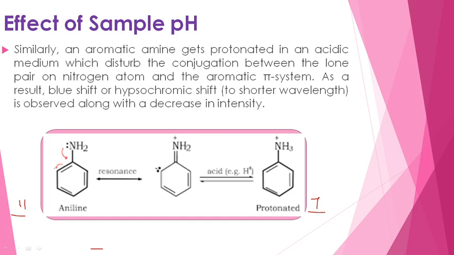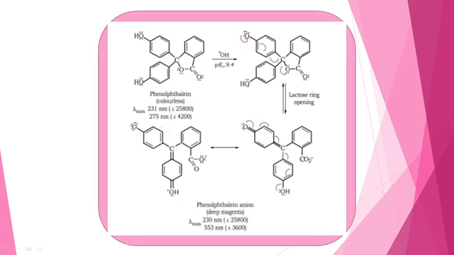So on base affecting the acid, you are finding bathochromic shift. On acid affecting the base, you are finding hypsochromic shift. This is the effect of pH on the sample. Now here I am taking another example, the phenolphthalein indicator.